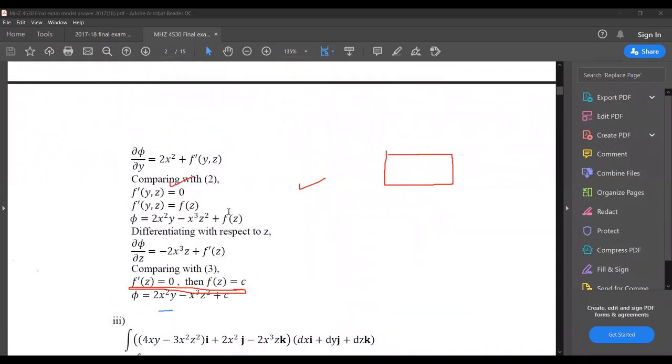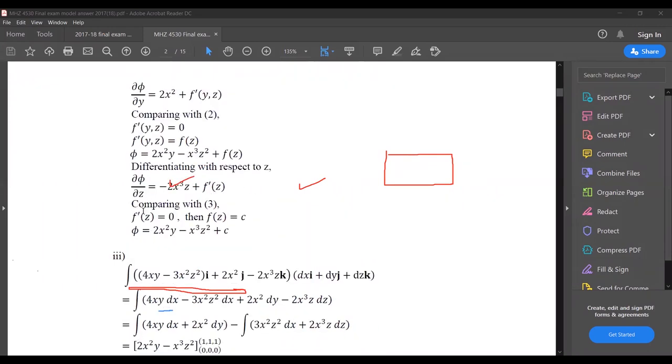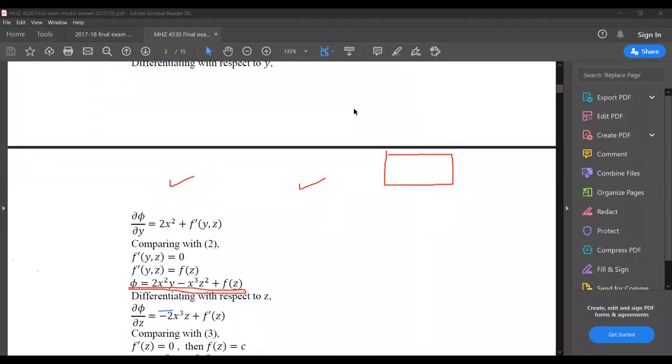If we take the derivative with respect to z for phi, this is our phi, right? The partial derivative from the second term is minus 2x cubed z. The first term is obviously zero because there is no z involved in it. So in total it is minus 2x cubed z plus f dash of z. Already we know from the data that the partial derivative of phi with respect to z is equal to minus 2x cubed z. By equating these two, we can find that f dash of z is equal to zero.